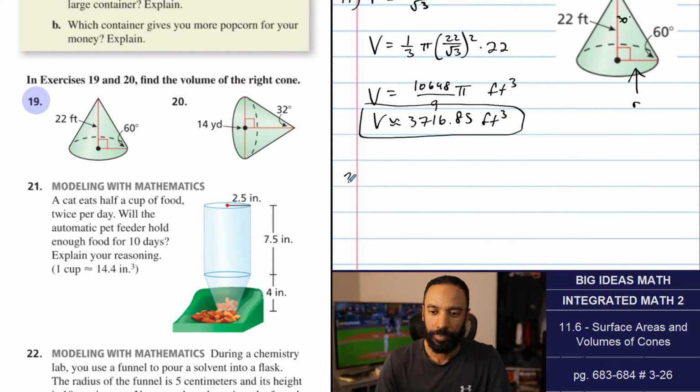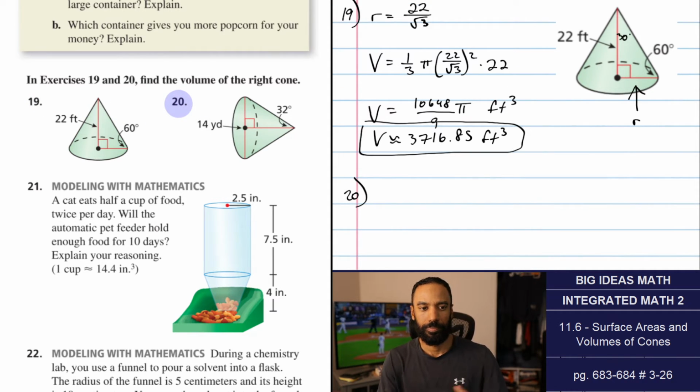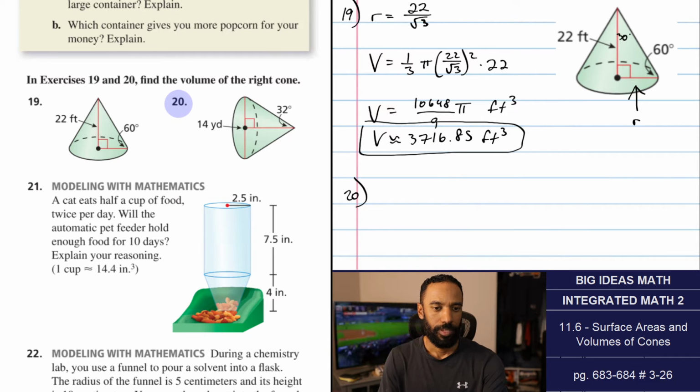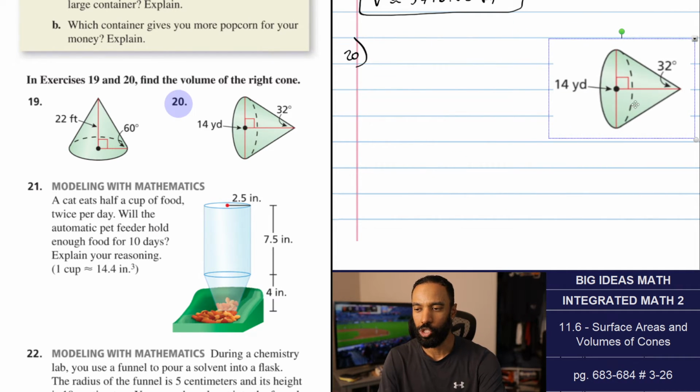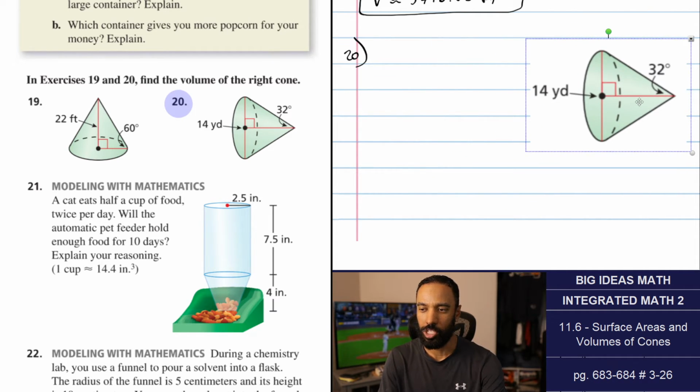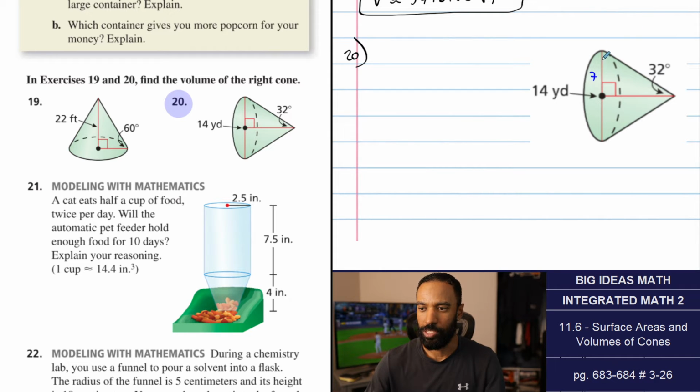Number 20. The diameter is 14 yards. I do need that radius, and then I'll use the radius to get the height in one of those right triangles with trig. This time there's no special right triangle given the 32-degree angle, but half of 14, let's write that out, is 7 yards. So we know radius is 7.